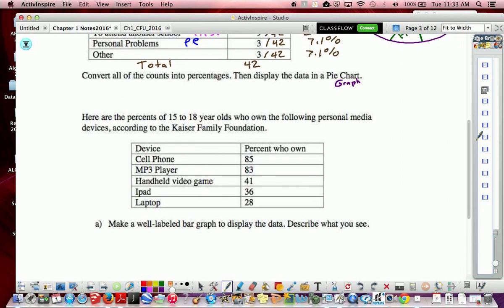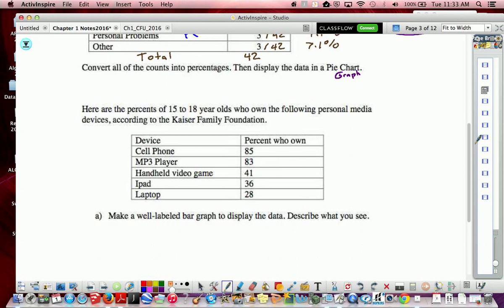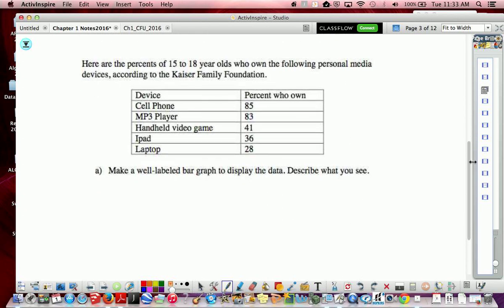The second one is kind of humorous because even though I know I've used this problem for probably like 4 or 5 years, you'll see how the data is probably a little bit even out of date. So, on the second one here, it says, here are the percents of 15 to 18-year-olds who own the following personal media devices, according to the Kaiser Family Foundation. So here's the device, okay, and percent who own.